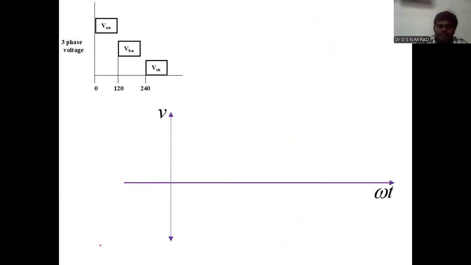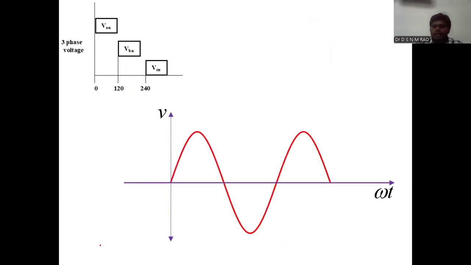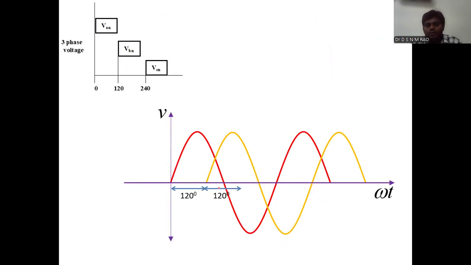Here we can see the three phase voltages. This is the R phase voltage. R phase voltage is always Vm at an angle 0 degrees, always starting at 0 degrees. Next, Y phase starts from 120 degrees; after 120 degrees Y phase will come. Similarly, after one more 120 degrees B phase will come. In this way, three phase voltages are generated.